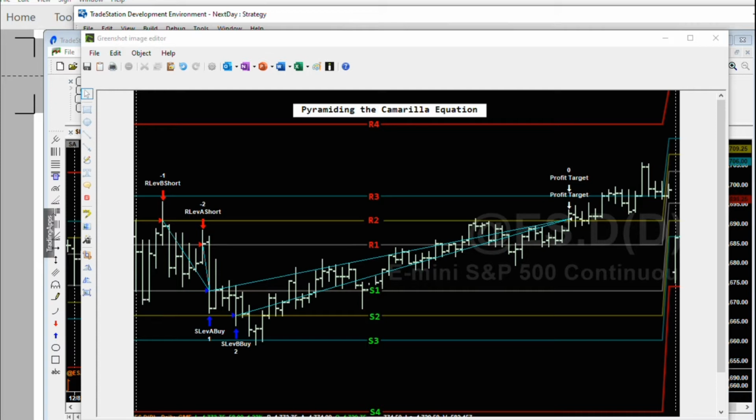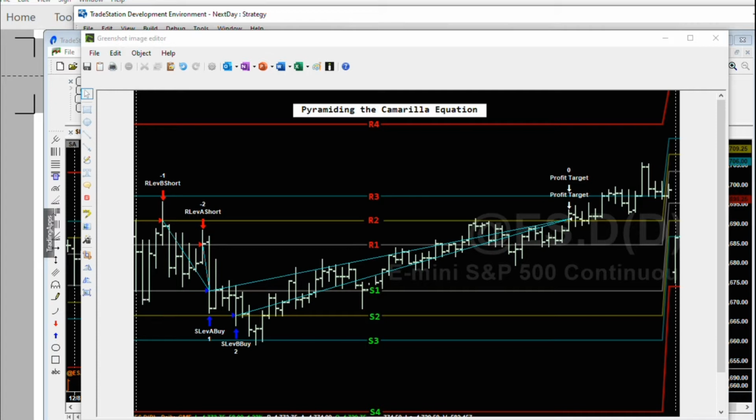This is the high-res edition, and I wanted to show you a quick excerpt from the book. This is tutorial 20, and the name of this tutorial is Pyramiding the Camarilla Equation. In the book, you get this workspace that you see in front of you, and you get the strategy that is producing these trades as well. And this is plotted on a 5-minute bar.